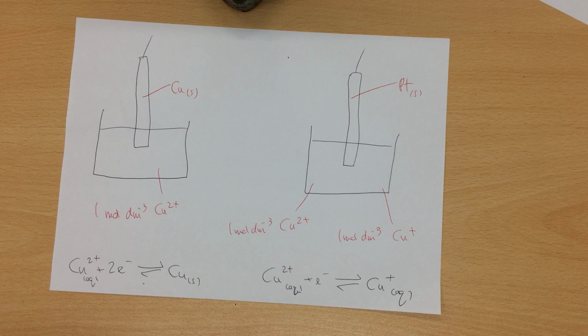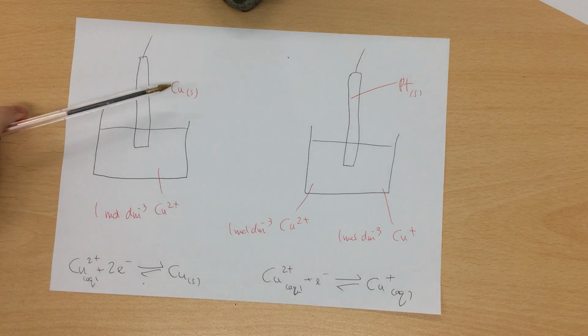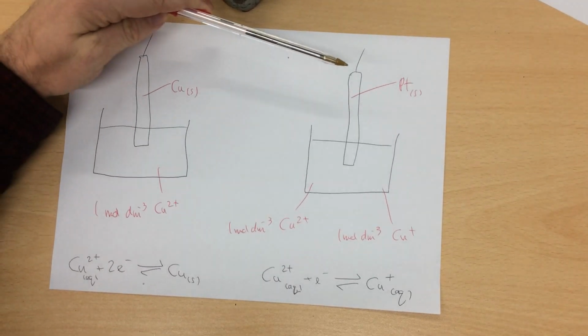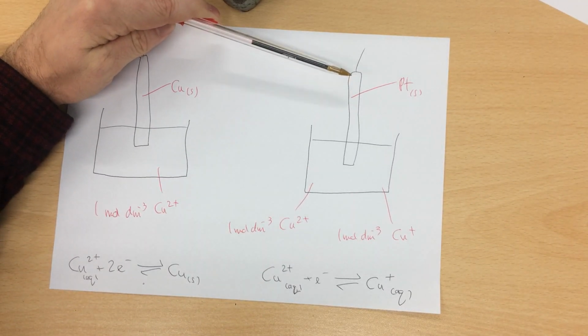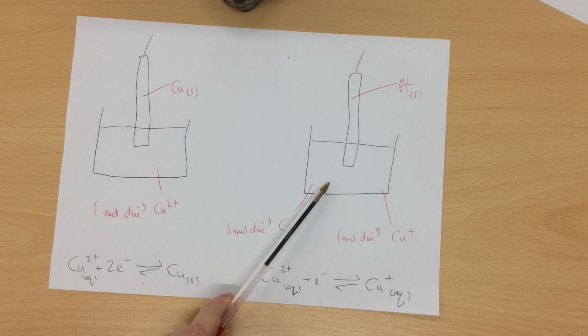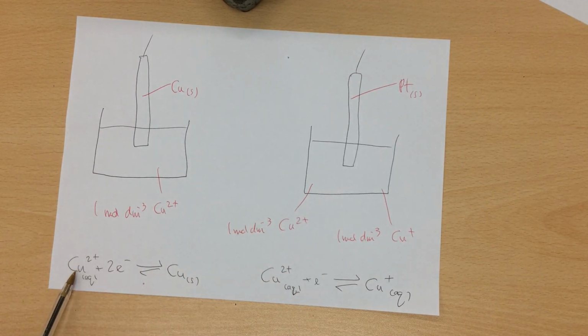So what are the two main differences here? Well, the first one is rather than having whatever the metal is as your electrode, we use platinum, as platinum is inert. And the second difference is we're sticking all of our ions in the solution, as opposed to here where you've only got one ion to put in the solution.